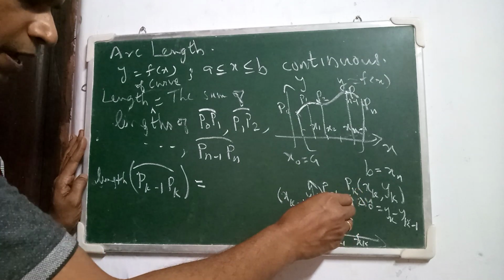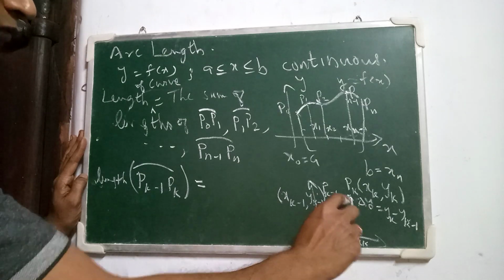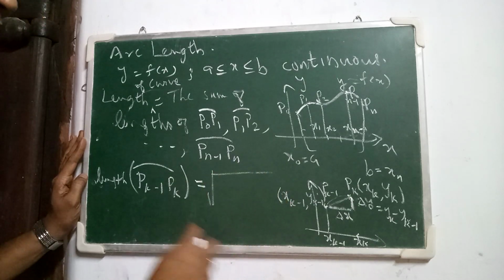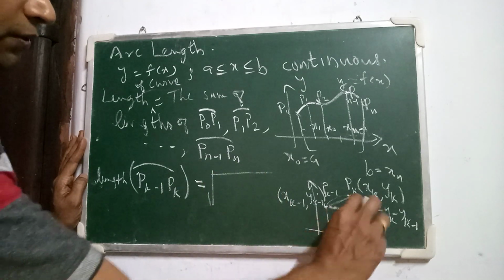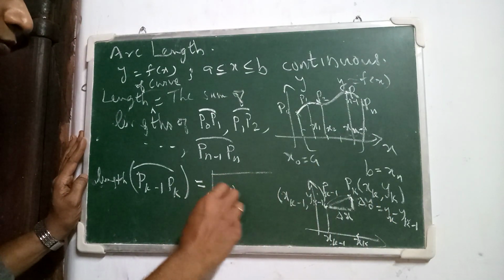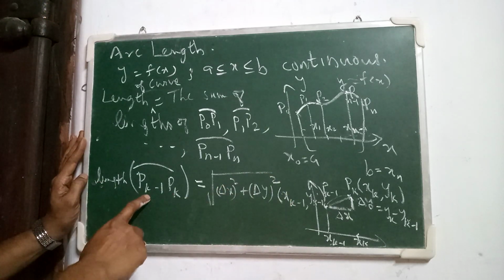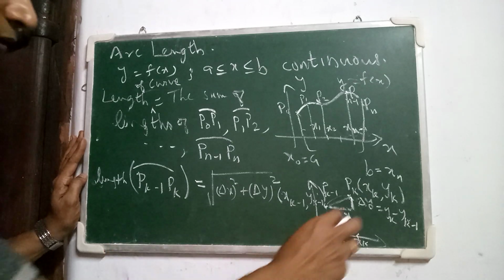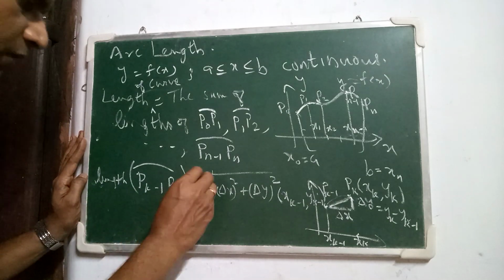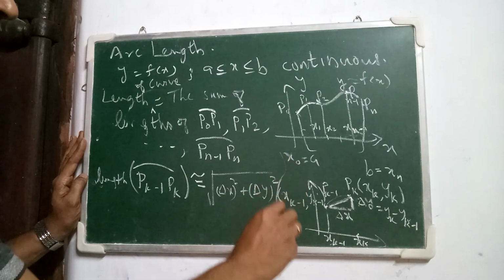So now look at this triangle. By Pythagoras theorem, the length of the hypotenuse is equal to the square root of delta x the whole square plus delta y the whole square. It is not the length of arc Pk minus 1 Pk, it is the length of this hypotenuse. So the length of arc Pk minus 1 Pk is approximately equal to this thing.